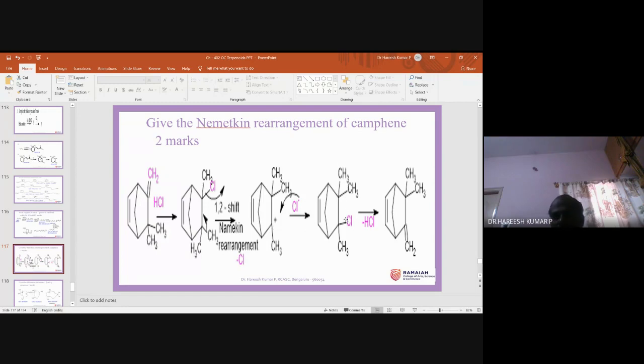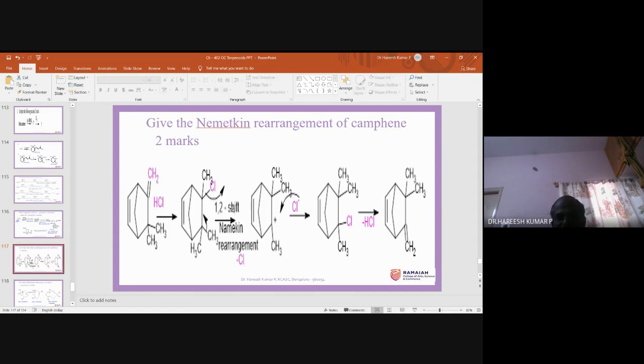So that is how the product is obtained. At this time, there is a removal of a proton from this methyl group, forming an isomerized product. So you can say that this as well as this campaign is isomerized ones. Okay, so this is what the Nametkin rearrangement.